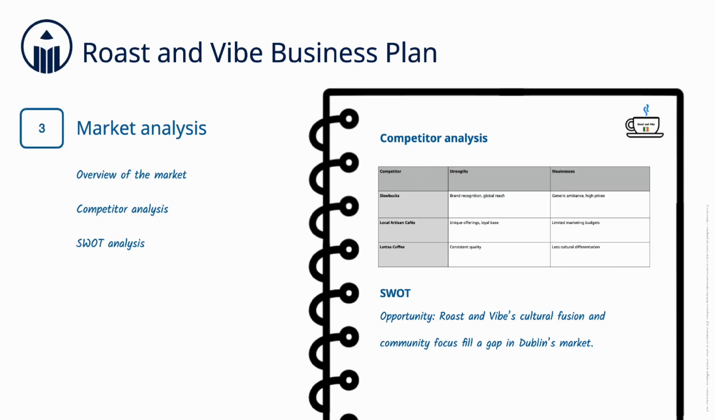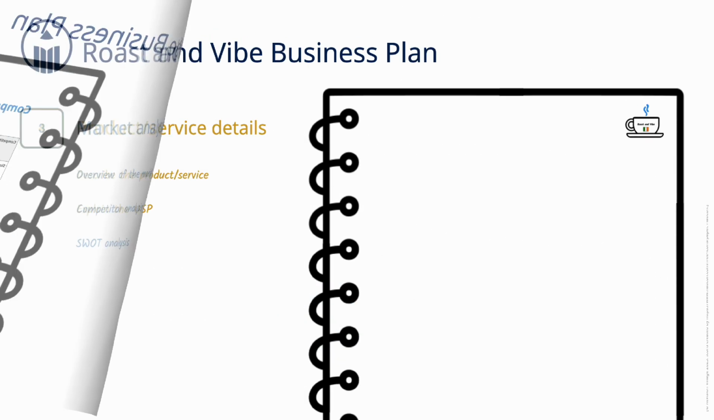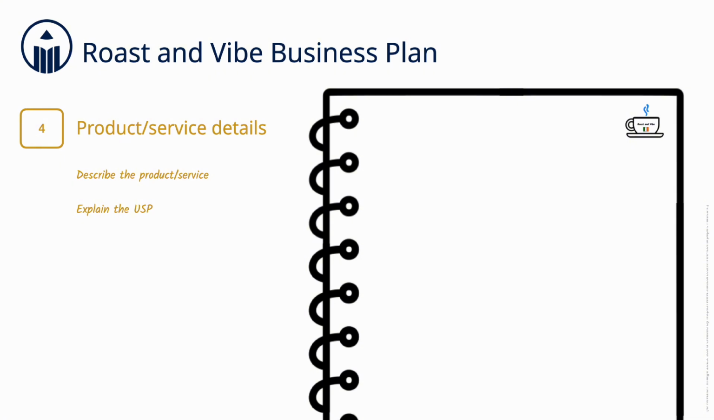Next, we have the competitor analysis. In this section, Marie and Sean have identified 3 primary competitors and outlined their strengths and weaknesses. They have created a SWOT that focuses on strengths and opportunities. This analysis identifies an opportunity for Roast & Vibe. Their unique focus on cultural fusion and community engagement addresses a gap in the local market, positioning them to stand out from competitors.